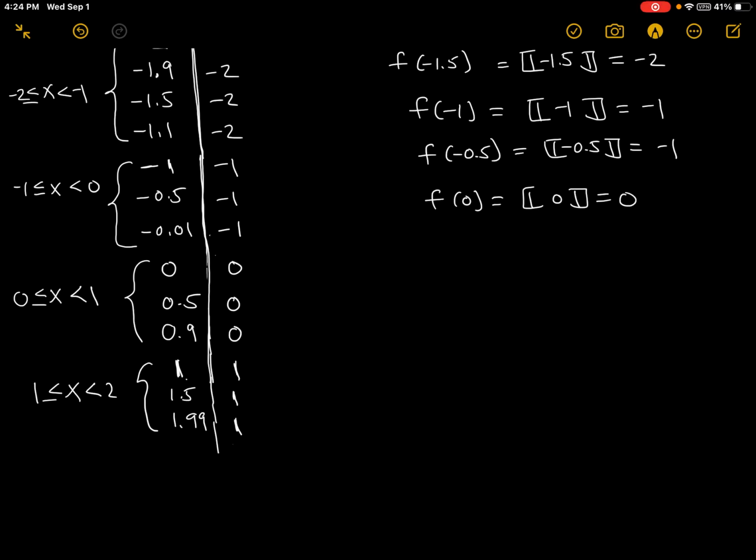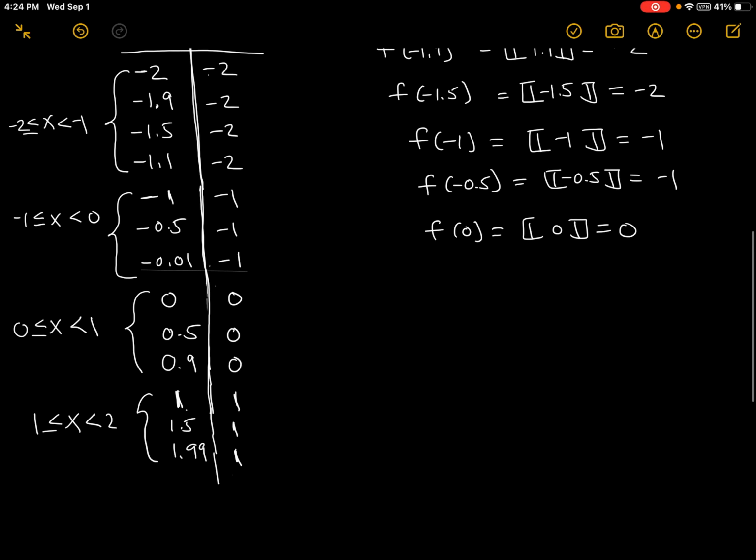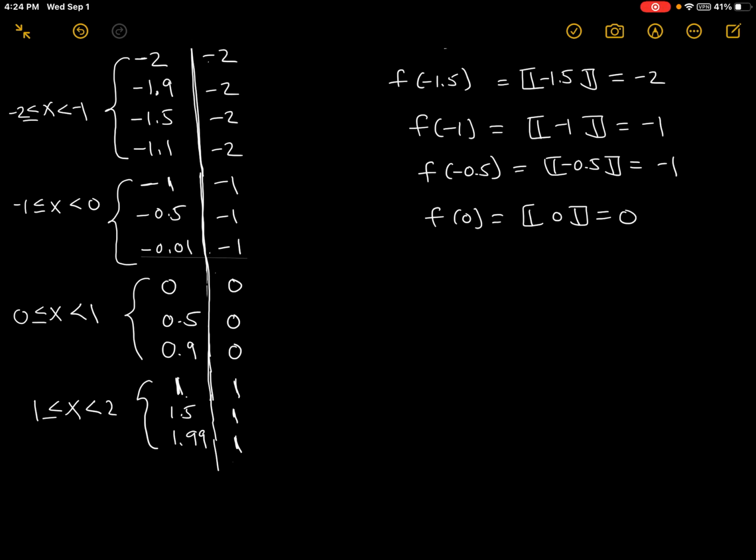Okay, so that's enough point plugging. What does your graph actually look like? This is actually called a step function. So let's draw some tick marks here.